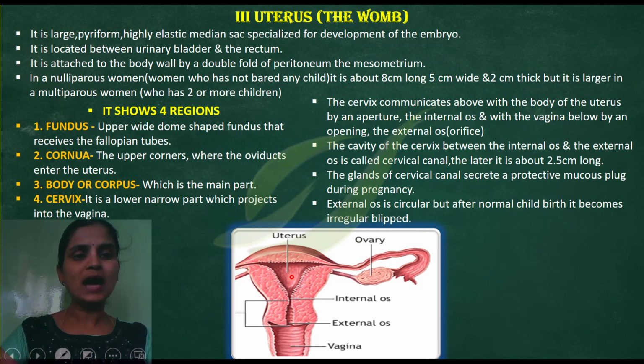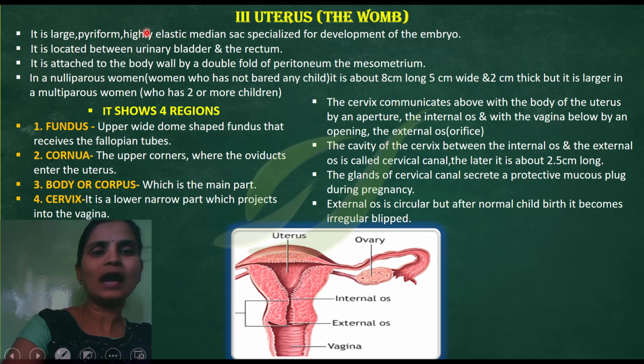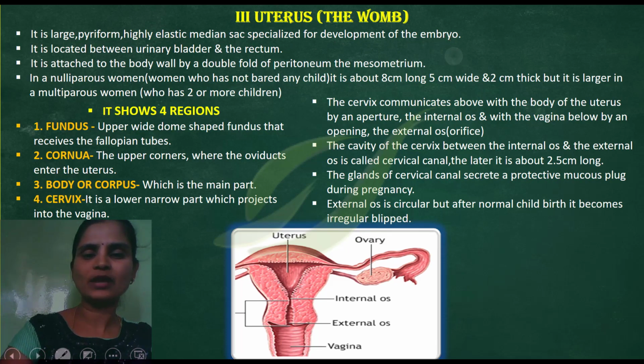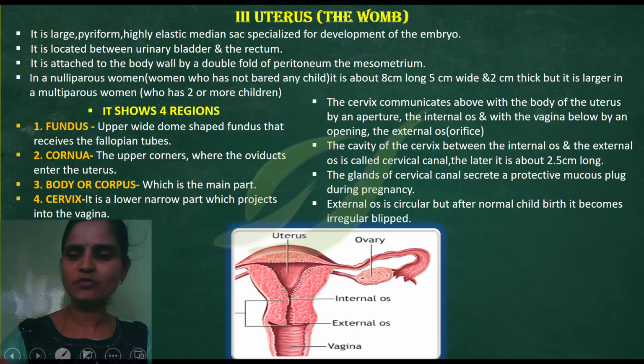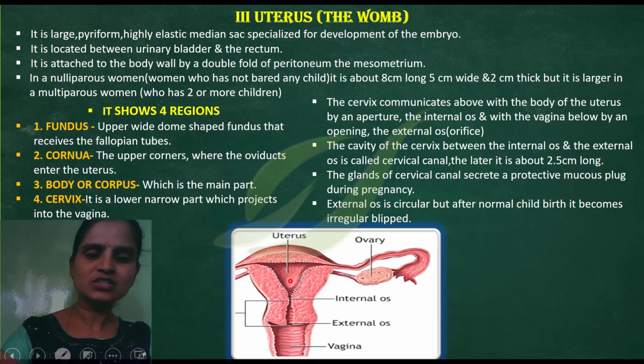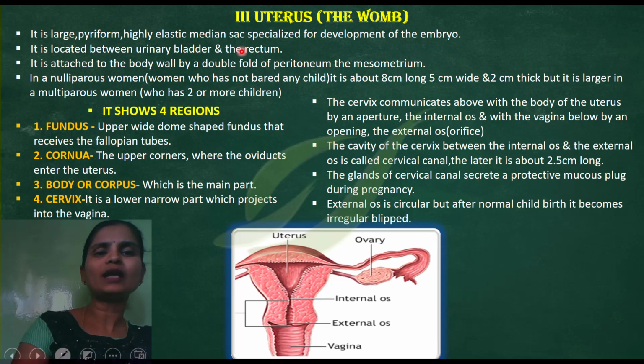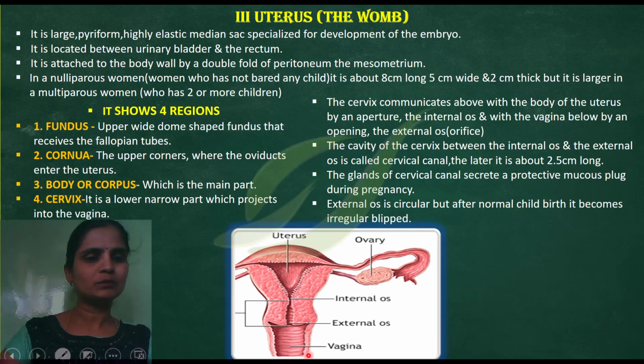The uterus is a large, piriform, highly elastic median sac specialized for the development of the embryo. So the uterus is the region which helps in the development of the embryo. As you can see, the structure of this uterus is called a piriform structure. It is located between the urinary bladder and the rectum. So above there will be the urinary bladder, and below, the rectum will be present.